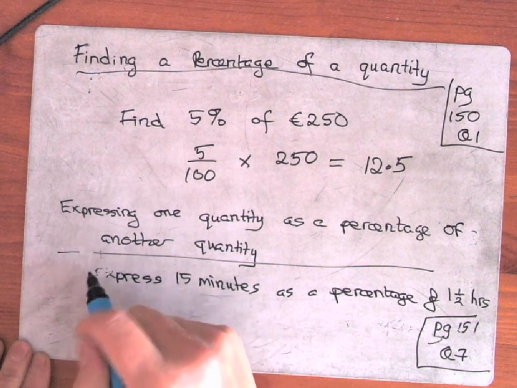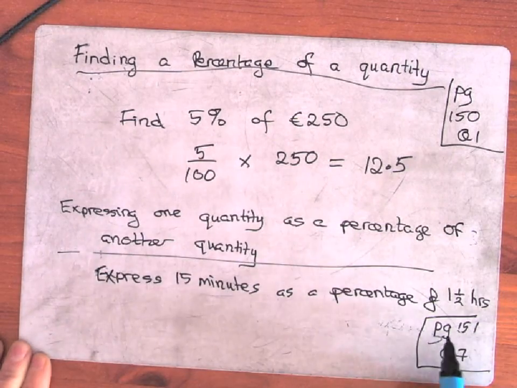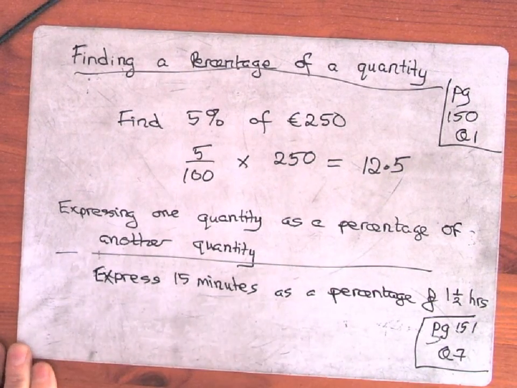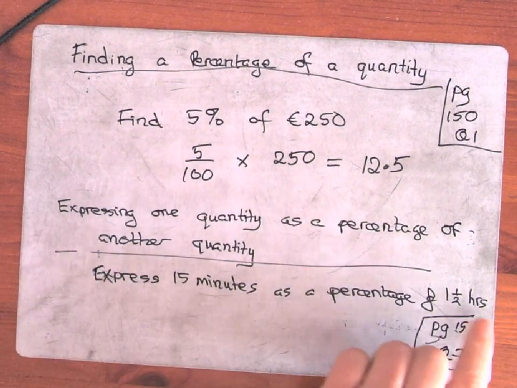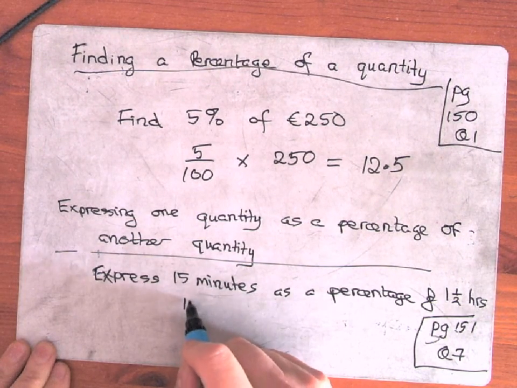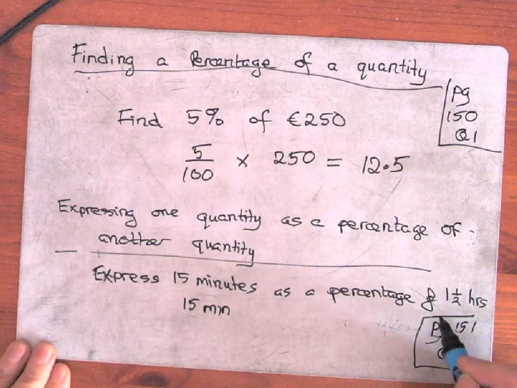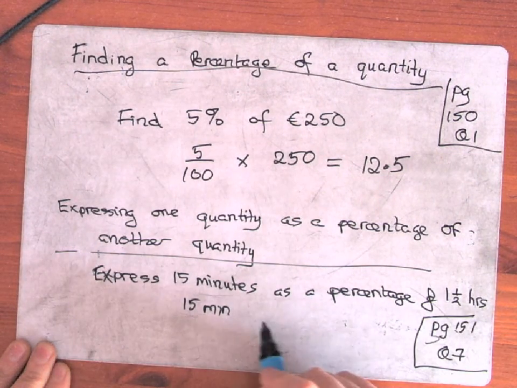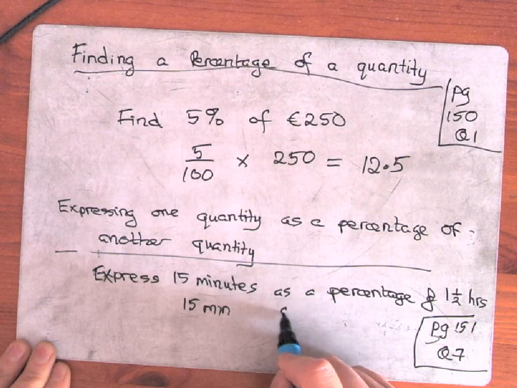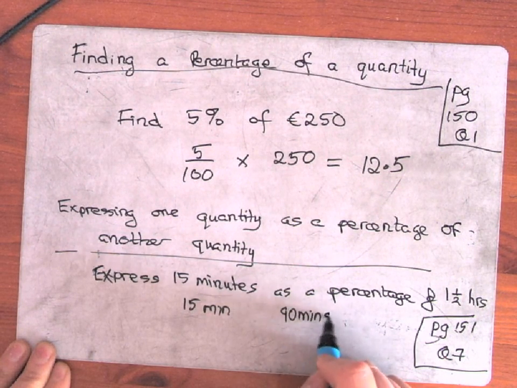Expressing one quantity as a percentage of another quantity. Example, express 15 minutes as a percentage of 1.5 hours. The first problem here is this is minutes, this is hours, so they must be in the same unit. So 15 minutes is fine. Let's turn 1.5 hours into minutes. 1 hour is 60 minutes, a half hour is 30 minutes, 60 plus 30 makes 90 minutes. So it's express 15 minutes as a percentage of 90 minutes.